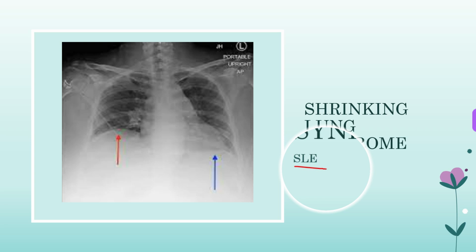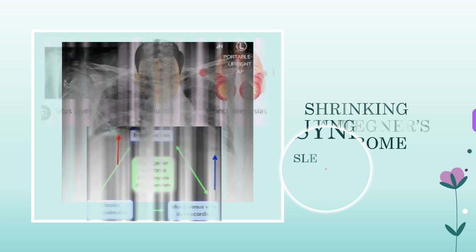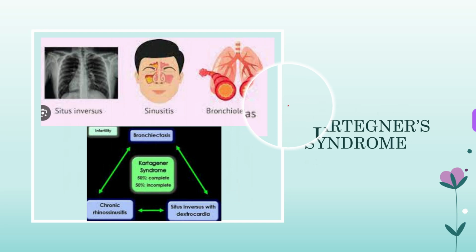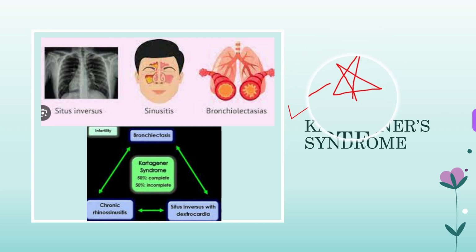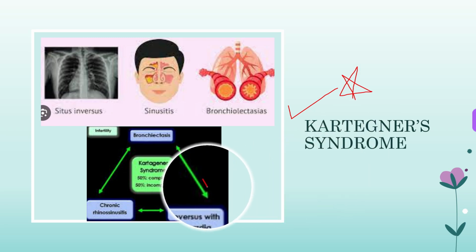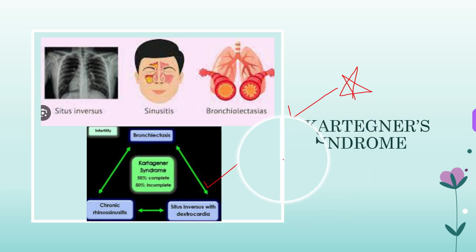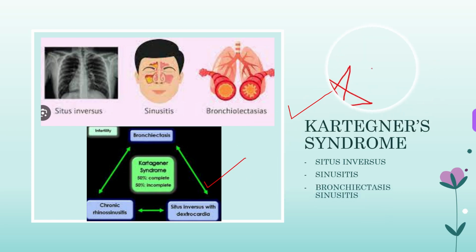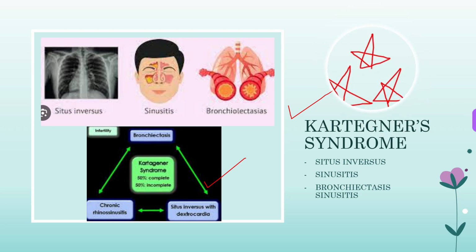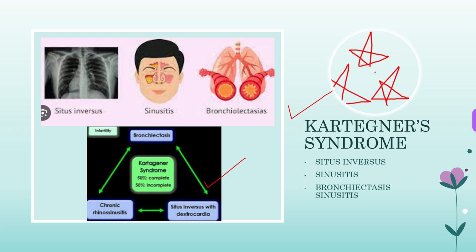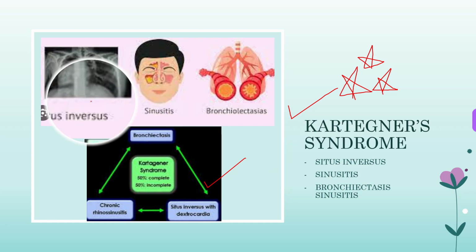Now next very important one, it itself is also a triad, that is Kartagener syndrome. In Kartagener syndrome we see bronchiectasis, sinusitis and situs inversus. Very important. Remember this, Kartagener syndrome. In this syndrome, we see three features: situs inversus, bronchiectasis and sinusitis.